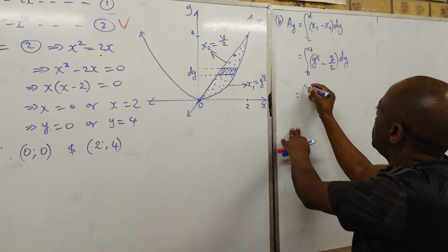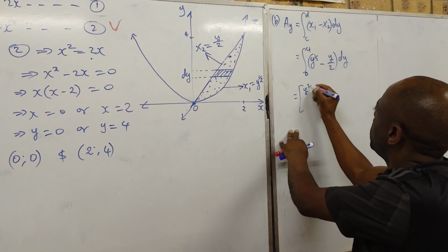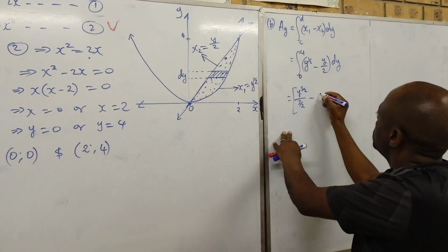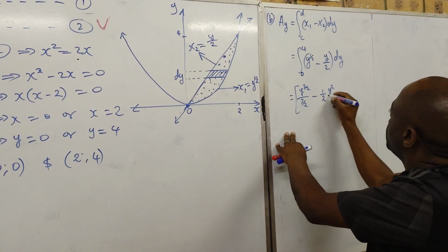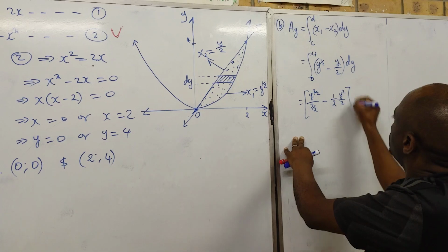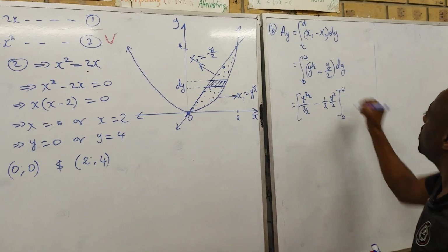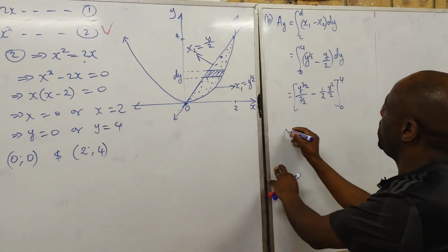So when I integrate, I will have to add 1 to the power, it becomes y to the power 3 over 2 divided by 3 over 2 minus a half y squared over 2. So that's how my integration is done. The limits from 0 to 4.